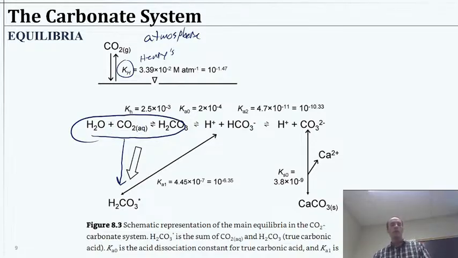Okay, from there, we have, if you remember, our alpha fractions, right? Alpha 0 would describe how much is in this form. The alpha 0 will relate to this, then alpha 1 will relate to the next equilibrium, the HCO3 minus, that's our bicarbonate.